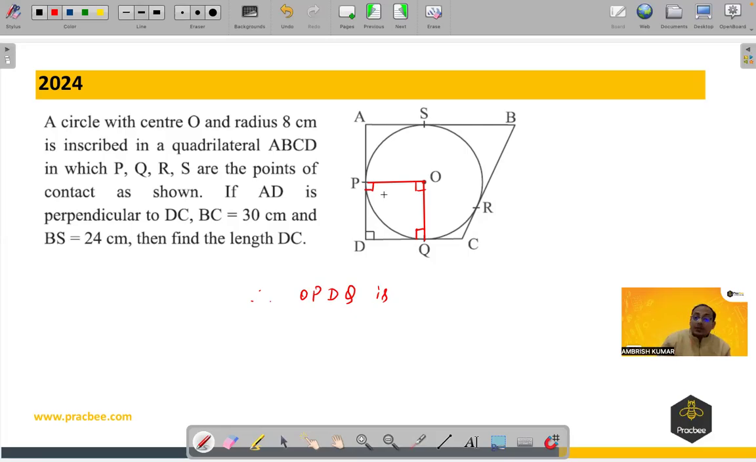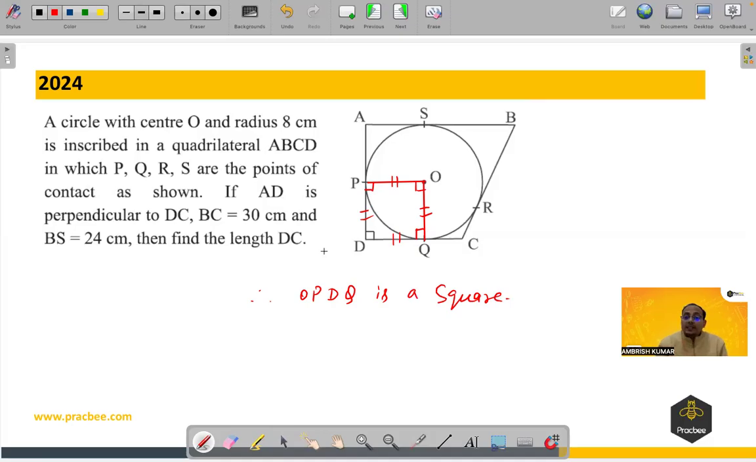But after that, what you can say? Look, OP will be equal to OQ, and obviously DP will be equal to DQ. Why DP equals DQ? The length of the tangents from an external point. So if the adjacent sides of a rectangle are equal, it becomes a square. So OPDQ is a square, right? If this is a square, the length of any side of this square is going to be the radius, right?